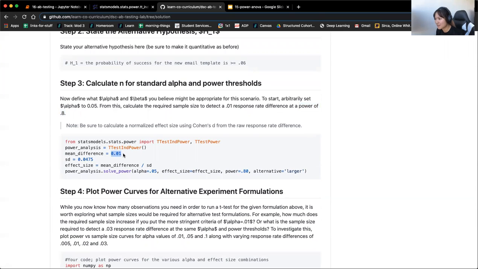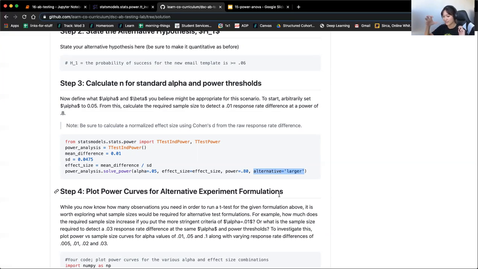Here they set the mean, okay, this is less important. Effect size, you have mean difference divided by standard deviation, same as what we did before. In the solve power function, they have alpha equals 0.05, power equals 0.8. Alternative equals larger, that's actually because this is not a 2-sample t-test. This is a 1-sample test.